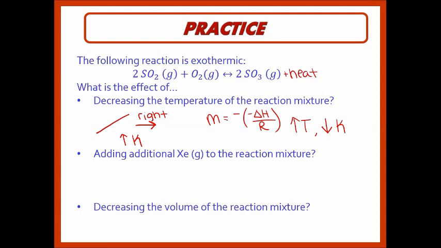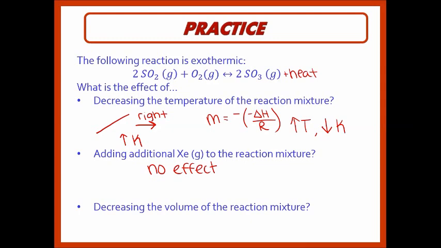Now in the second scenario, we want to know what the effect is of adding additional Xe gas, or xenon gas, to the reaction mixture. So this is a noble gas, which means it is very unreactive, or inert. So remember that this is going to cause an overall increase in pressure of the system. However, the partial pressures of the reaction components are going to remain constant. So this means that there's going to be no effect on the system.